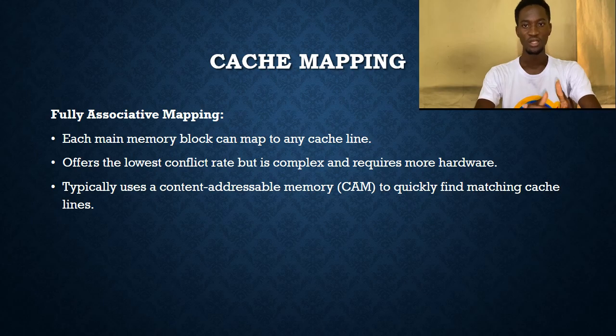This is similar to direct mapping in structure, but allows a memory block to be mapped to any cache location rather than to a pre-specified cache memory location, as is the case with direct mapping.